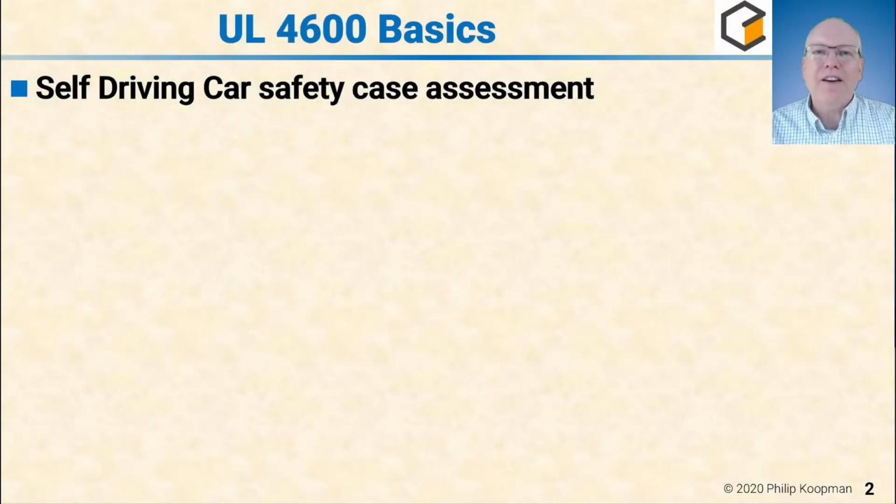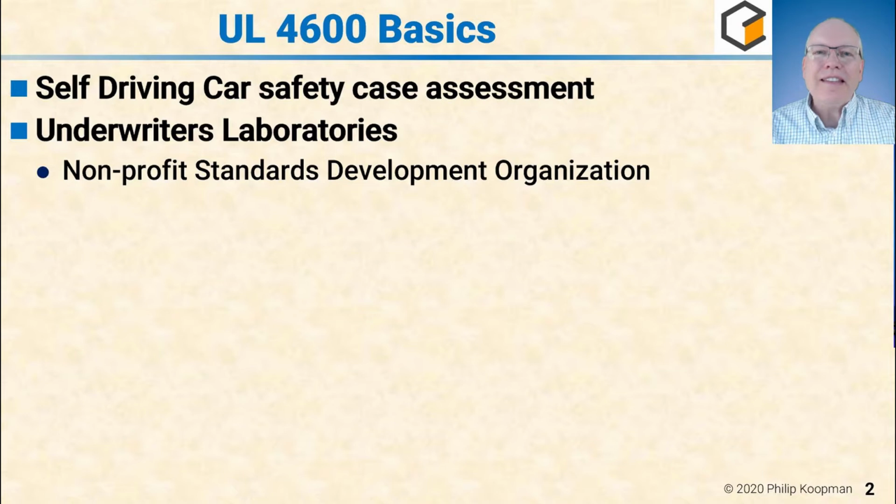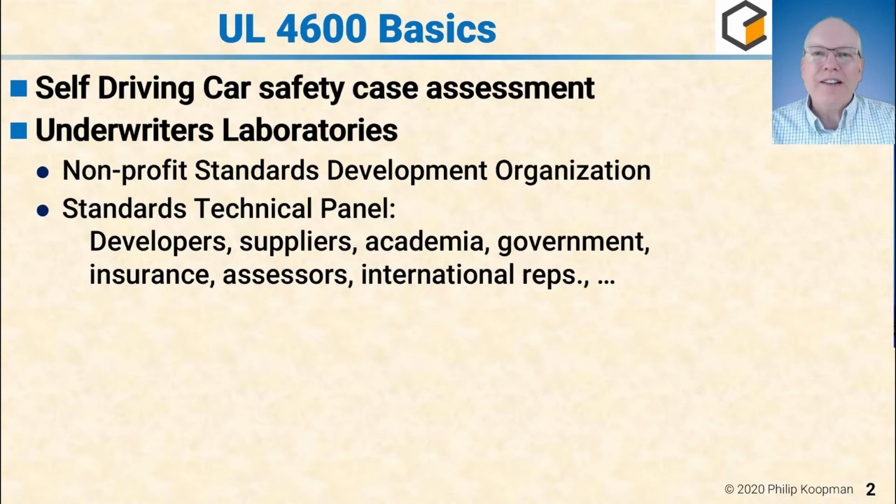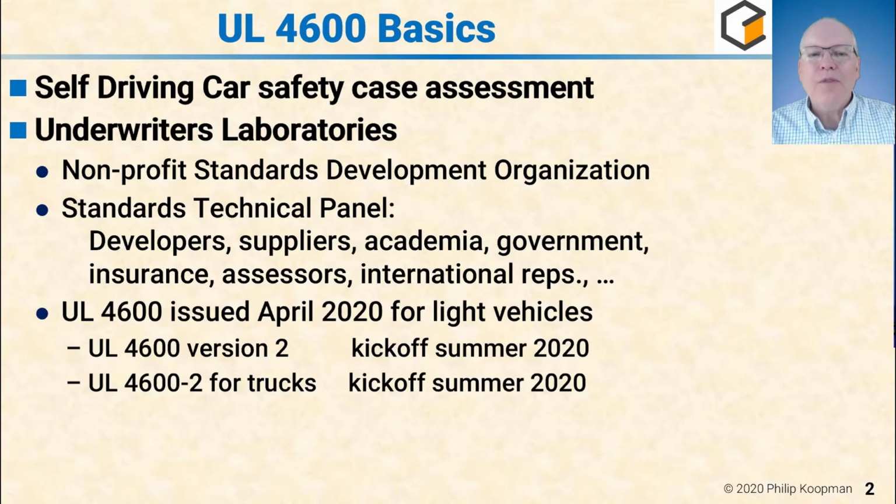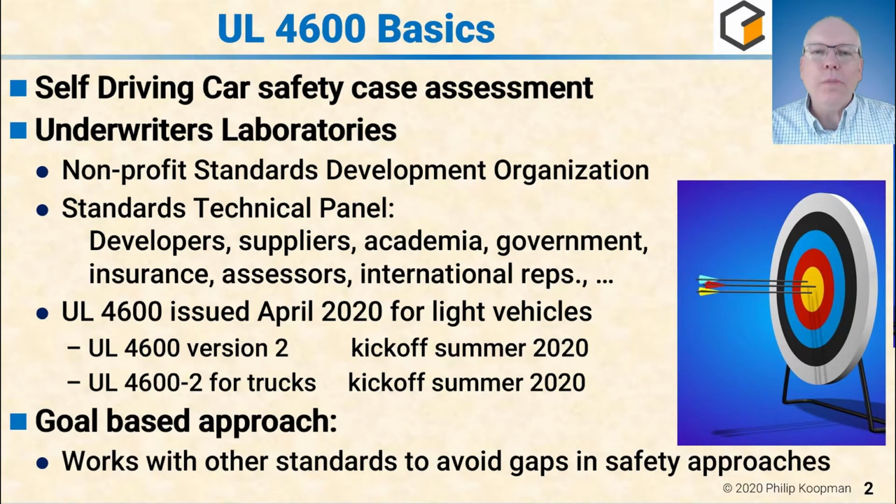Let's start with the basics of UL 4600. This is a standard issued by Underwriters Laboratories, which is a nonprofit standards development organization. The standard was approved by a standards technical panel that includes developers, suppliers, universities, government, insurance, assessors, international representation, and so on. UL 4600 was issued in April 2020 for light vehicles. Another version is underway as of summer 2020, and a new version for trucks, 4600-2, is also starting off in summer 2020. UL 4600 takes a goal-based approach.